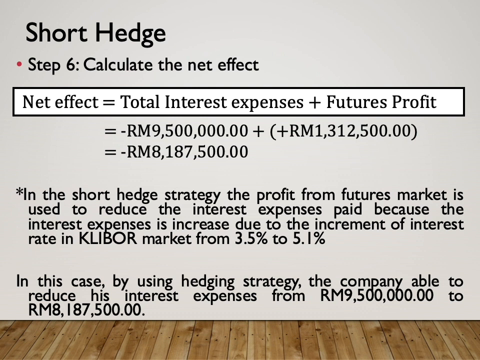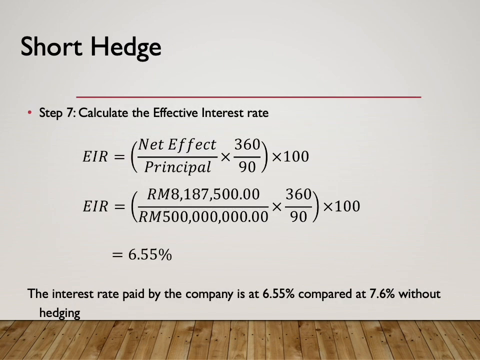Step number 7, calculate the effective interest rate. The formula is effective interest rate equals net effect divided by principal, times 360 divided by 90, times 100. So the net effect from the previous step is 8.1875 million divided by 500 million principal, times 360 divided by 90, times 100. So you get 6.55%. If you compare with hedging, your company can borrow at a lower interest rate, 6.55%, compared to 7.6% without hedging. When a company borrows money, they want to borrow at a lower interest rate.